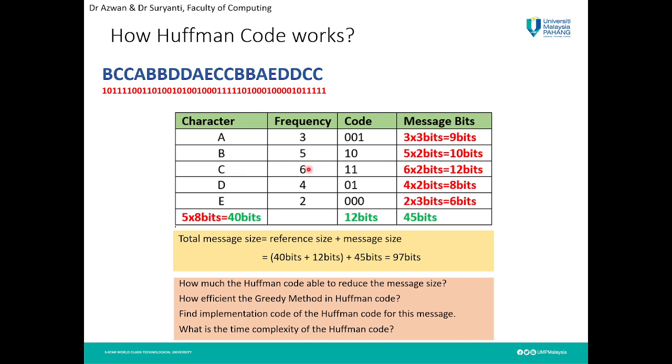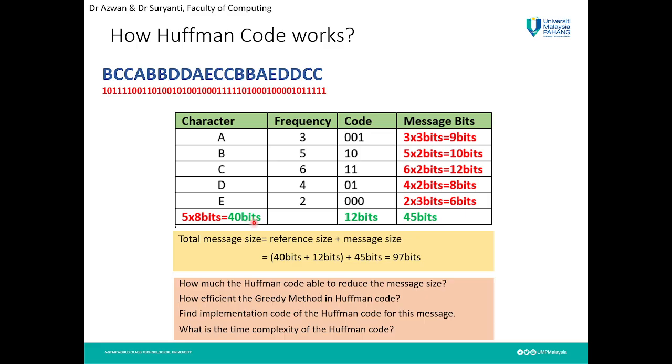And then for C, we have 6 frequency with 2 bits, so 6 times 2. For D, we have 4 with 2 bits, 4 times 2. For E, we have 2 frequency with 3 bits, so 2 times 3. So in total, for the message bits, we have 45 bits. But in ASCII code, it is 40 bits because 5 characters times 8 bits.